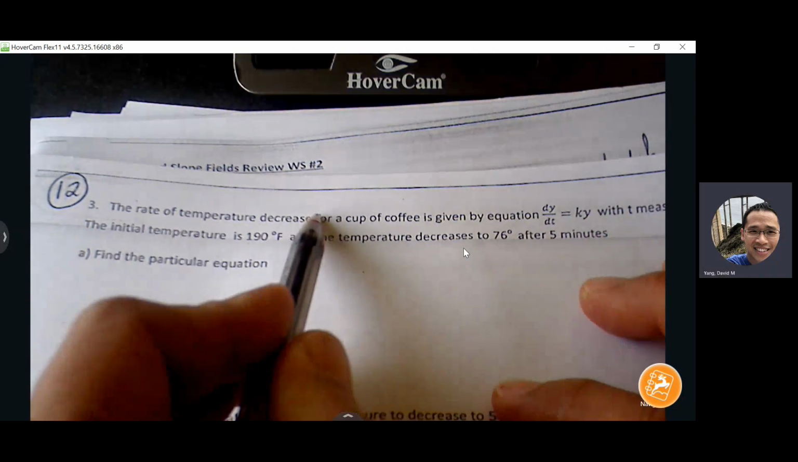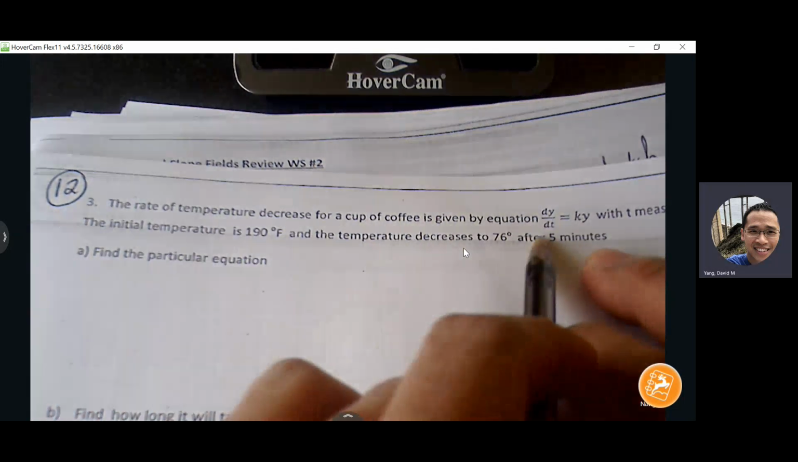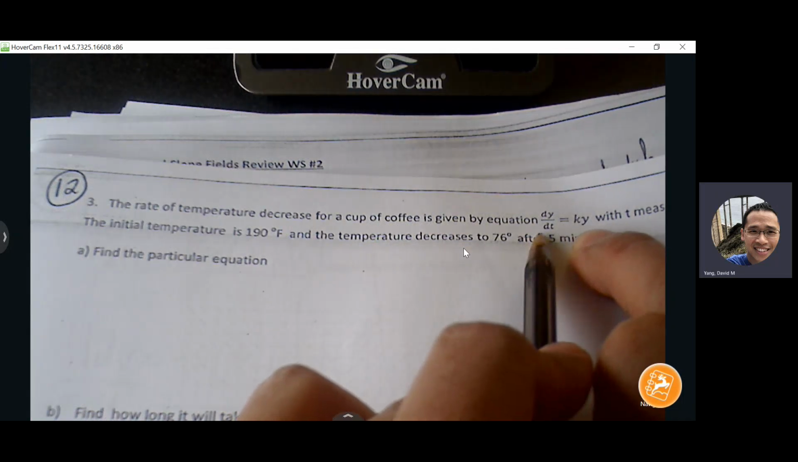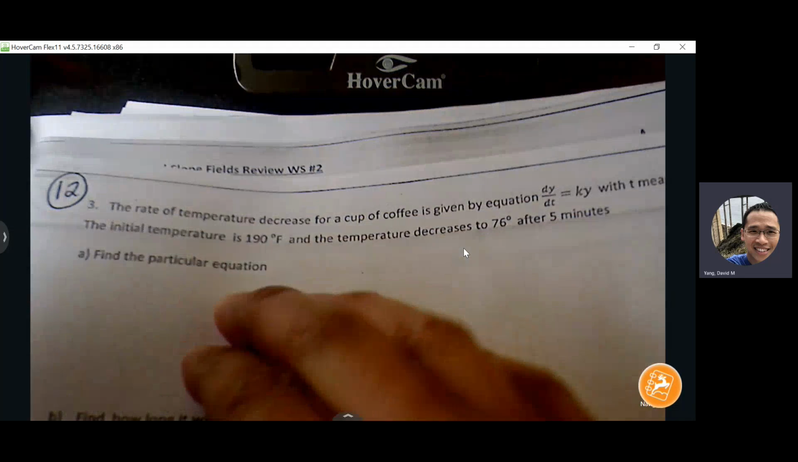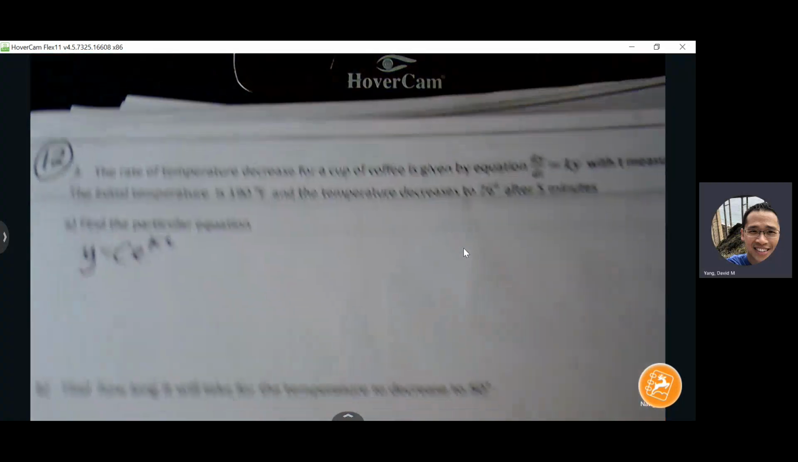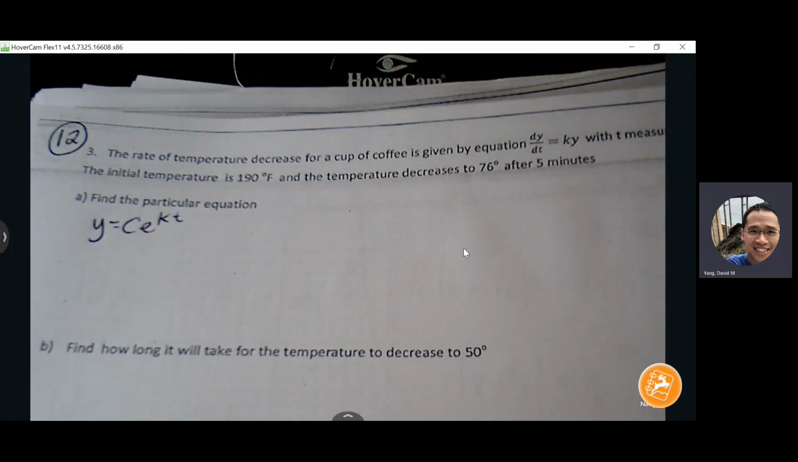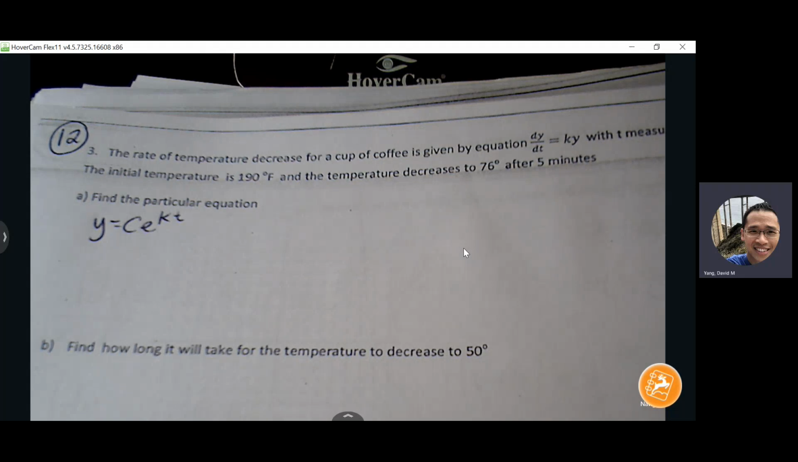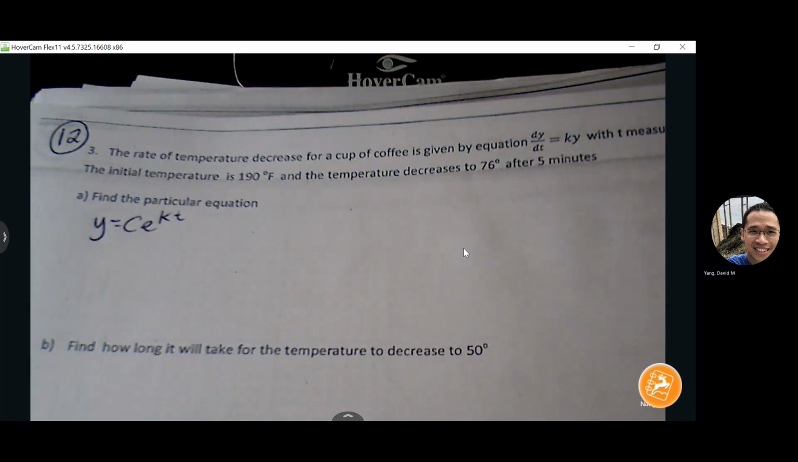Okay, the rate of temperature decrease for a cup of coffee is given by dy/dt equals ky. So that's in the form of y prime equals ky. We know that's going to end up being y equals ce to the kt. So we'll skip the calculus and jump to this general equation. Now let's build our ordered pairs. Two ordered pairs will help you solve for c and solve for k. And then part B, you can use that particular solution to help you make predictions as to future values.